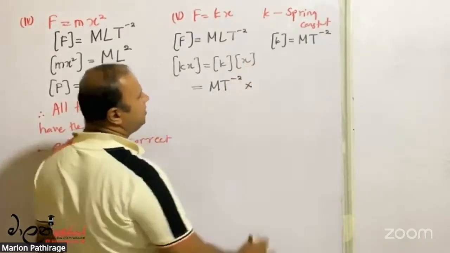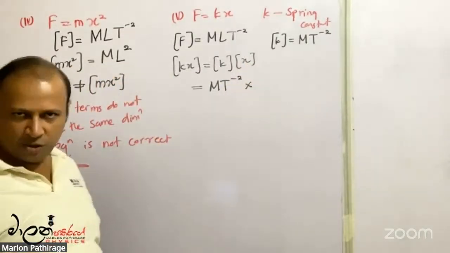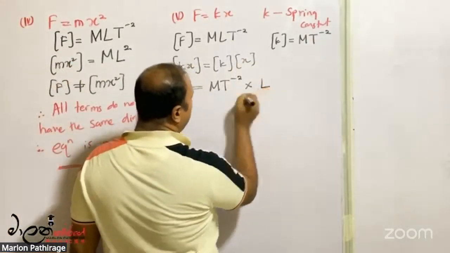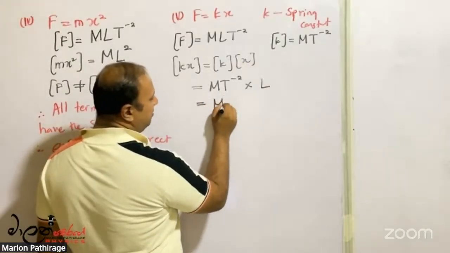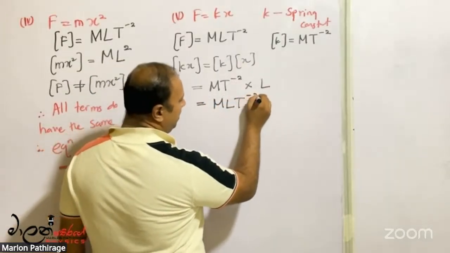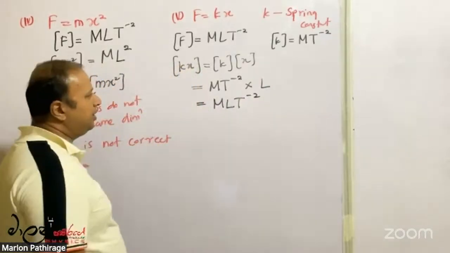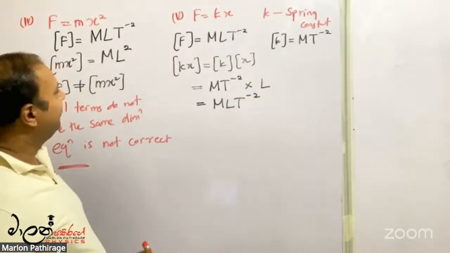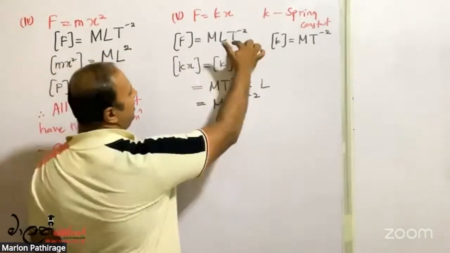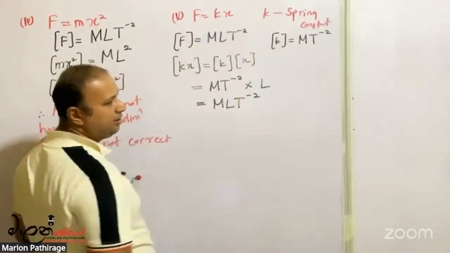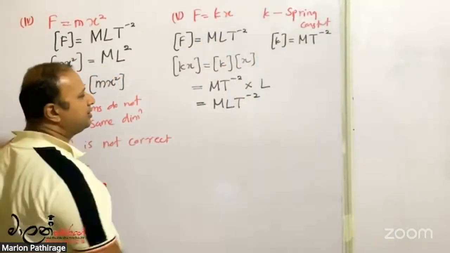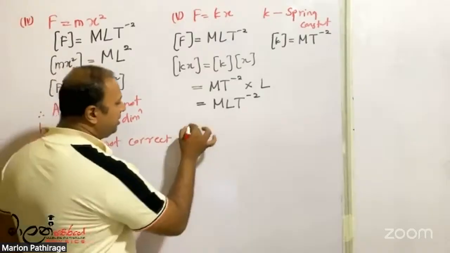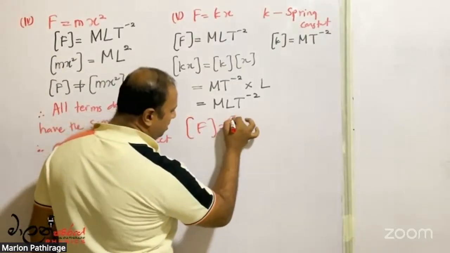The dimension of x means it is a displacement. Displacement, therefore it is L. The dimension of x is equal to L. Therefore, the answer is M L T minus 2. Therefore, it is very clear the dimension of force is M L T minus 2. The dimension of k x is also M L T minus 2. Therefore, the dimension of F is equal to the dimension of k x.